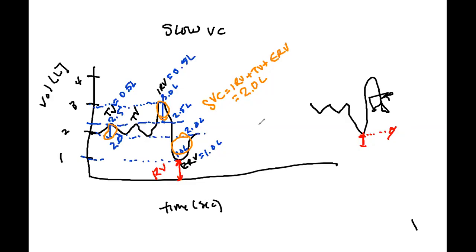So if we want to include the residual volume in the measurement, it is going to be your slow vital capacity plus residual volume. Okay? Or no, sorry, that's wrong. Total lung capacity is your slow vital capacity plus your residual volume. So total lung capacity is how much air you can maximally move plus the stuff that's trapped, the residual volume.